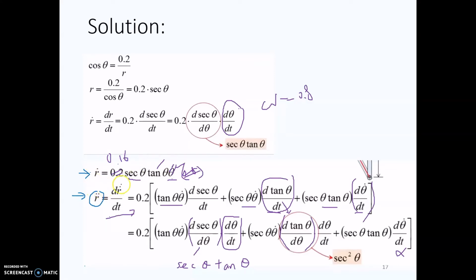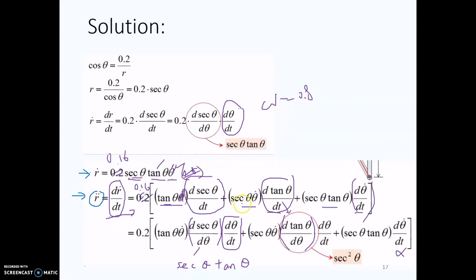So if you differentiate the sliding velocity with respect to time, you need to differentiate the secant first, and then take the tangent to be constant. So the angle dot here no longer exists because you multiply with the constant here to obtain 0.16.